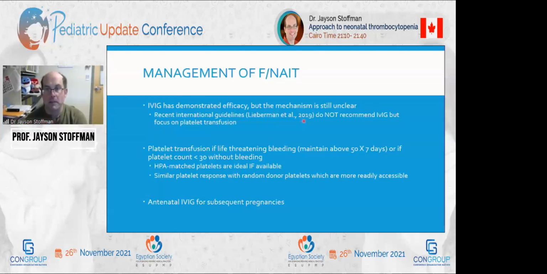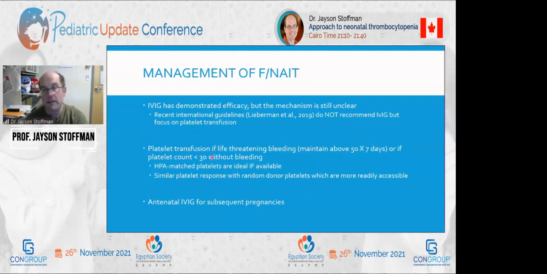And they are actually specifically not recommending IVIG. They have made the recommendation that you shouldn't use IVIG, you should just move on to platelets because platelets work, they work quickly. So that guideline suggests that platelet transfusion should be given if there is life-threatening bleeding, and with a goal to maintain the platelet count above 50 for the first week, or in the absence of bleeding if the platelet count is less than 30. So if you're in that very severe thrombocytopenia range, you should give platelets.